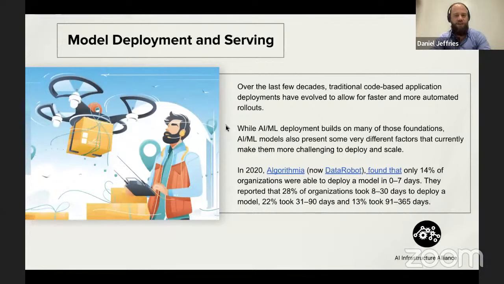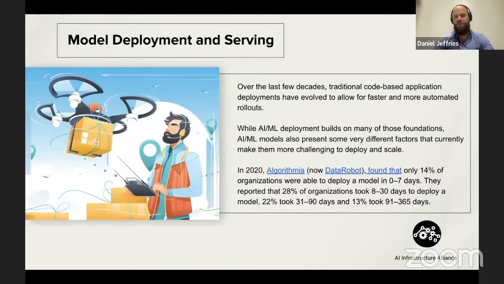Model deployment and serving are the next big category of things that we looked at. There's a lot of traditional code-based application deployments that evolved in the last decades that are faster and more automated rollouts. AML is building a lot of those foundations, but there's a lot of wrinkles to AML that's just different from how it is in a traditional web application. So if you look at something like when you roll out a model with a shadow deployment, or in a blue-green deployment, in a traditional web environment, that blue-green deployment might only be up for a few hours or a few days, and then you're going to shut it down.